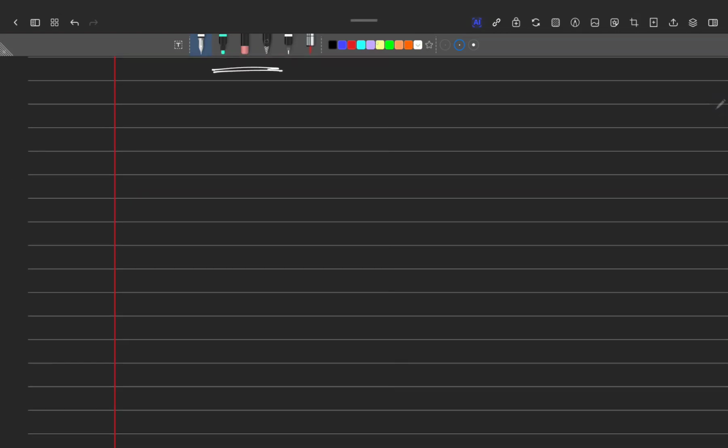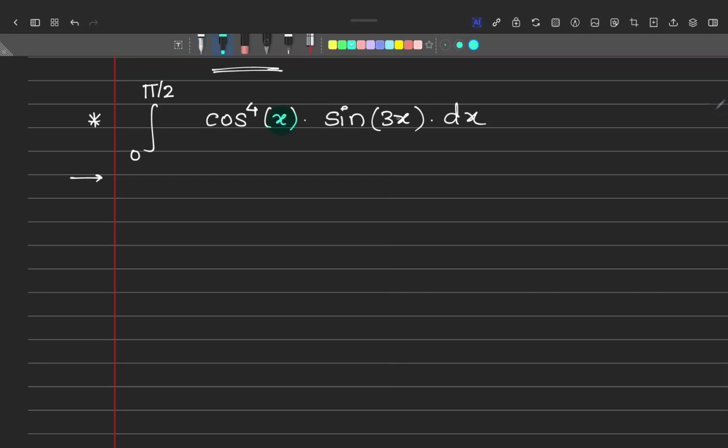Then in the next question, let's take integration from 0 to pi by 2. Here the function is cos raised to 4x into sine 3x dx. So what will be the answer? So check here, the trigonometric functions are not the same. So what do we do? We need to convert this sine 3x into a single trigonometric function.